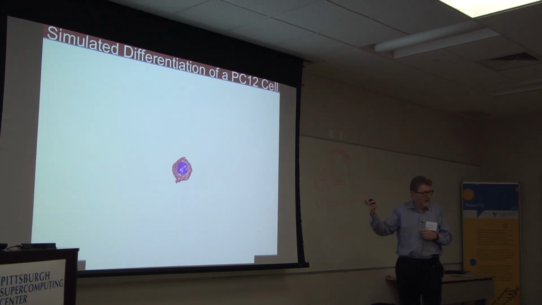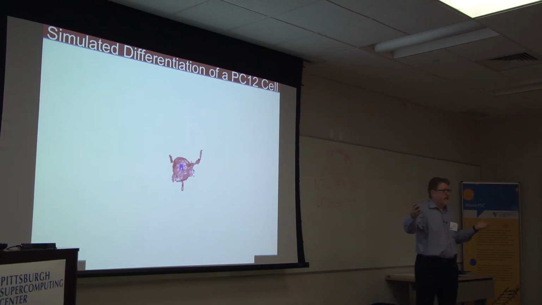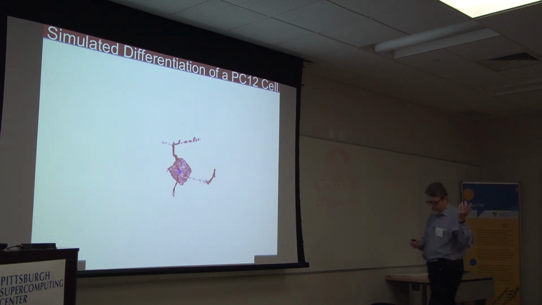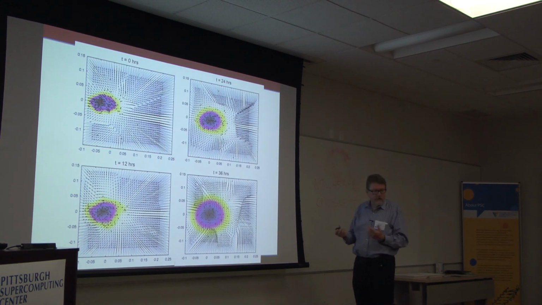And so here's a synthetic movie of a PC12 cell differentiating, okay, that was created from individual time points. But are these interpolated between each set? Yeah, we're interpolating. By the way, I didn't say that. Chantal will talk about that. These models, you can interpolate in them because they're shape-space models.